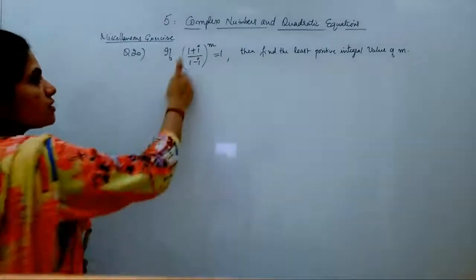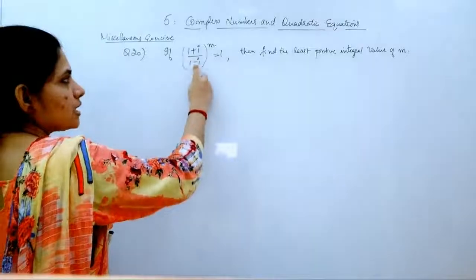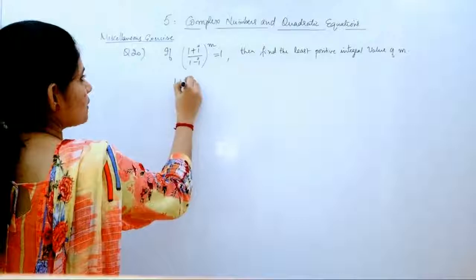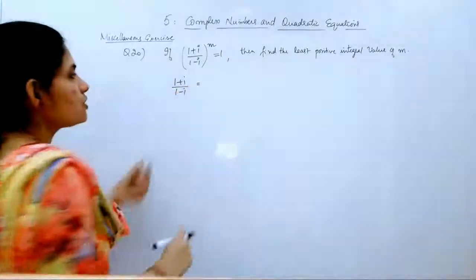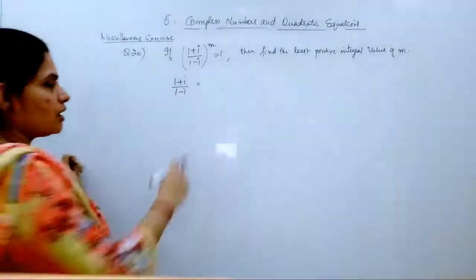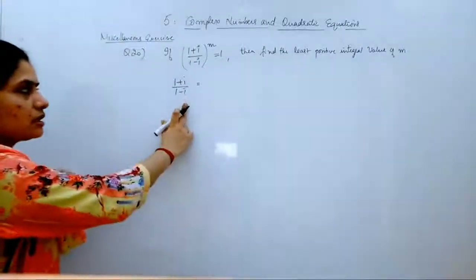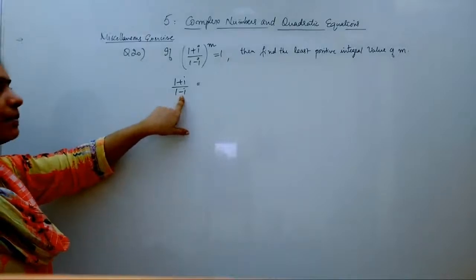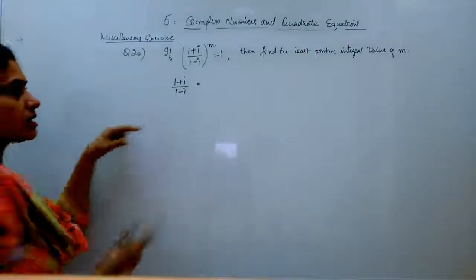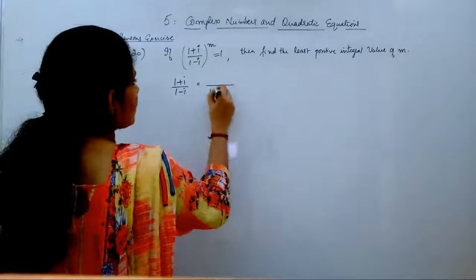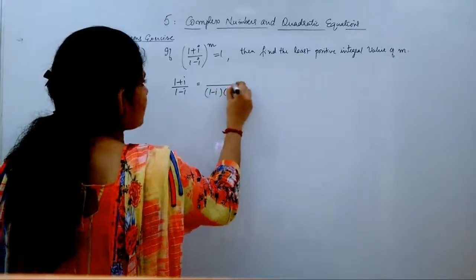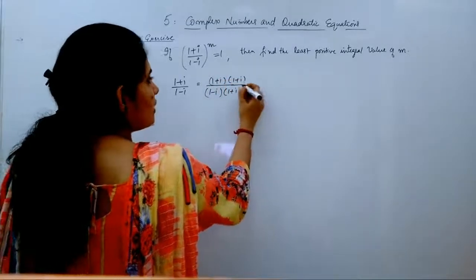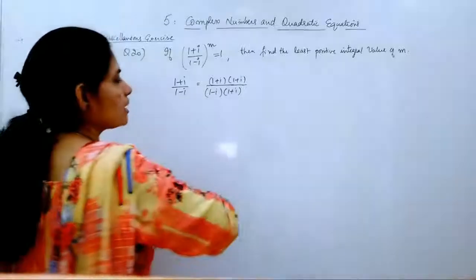So for that, first we will take this term which is inside the power, simplify it, and then take the power. So first we start with (1 + i)/(1 − i). Now in order to make it in a + ib form, you have to take the conjugate and multiply it with the numerator and the denominator. What is the conjugate of the denominator? Because the denominator is 1 − i, its conjugate is 1 + i. So you'll get (1 − i)(1 + i) in the denominator, and the numerator will also have (1 + i)(1 + i). So we have multiplied both the numerator and the denominator with the conjugate.